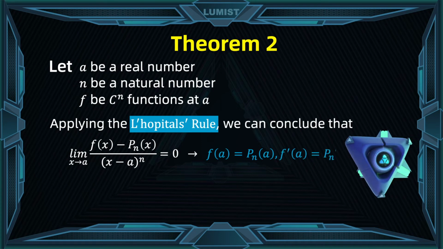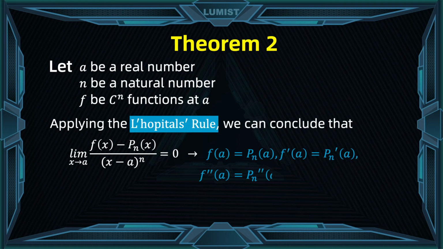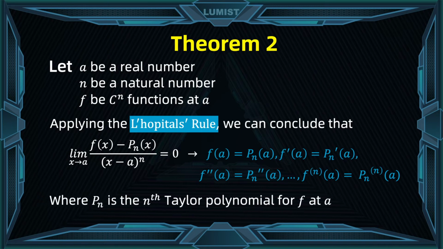The first derivative of f at a is equal to the first derivative of p_n at a. The second derivative of f at a is equal to the second derivative of p_n at a, all the way to the nth derivative of f at a equal to the nth derivative of p_n at a, where p_n is the nth Taylor polynomial for function f at a.